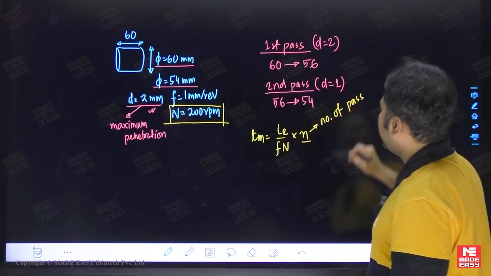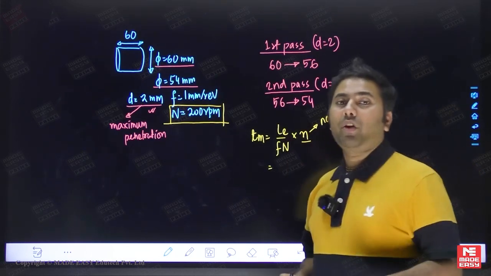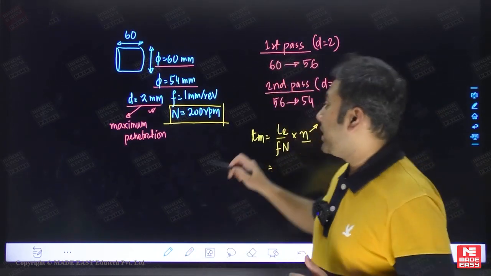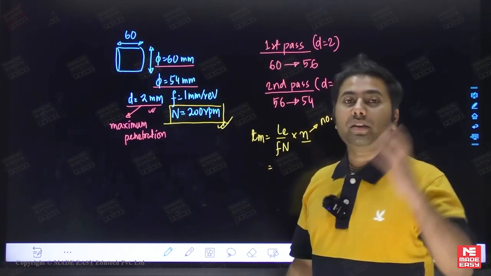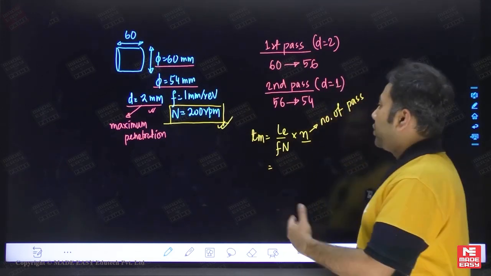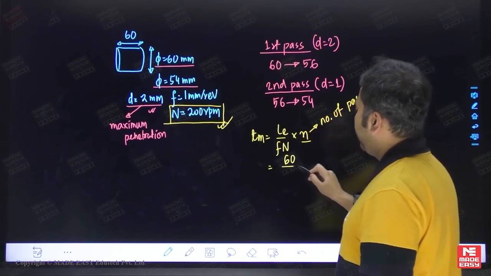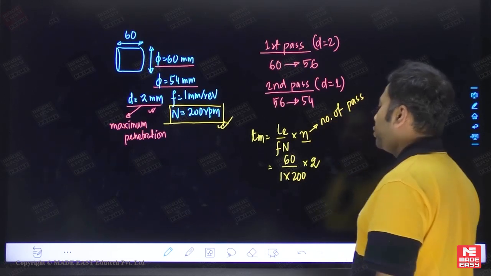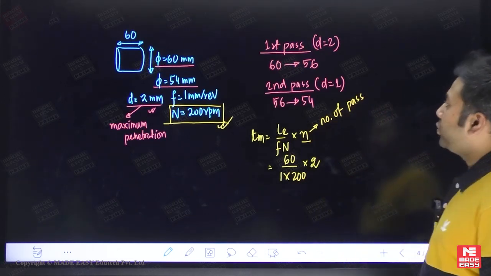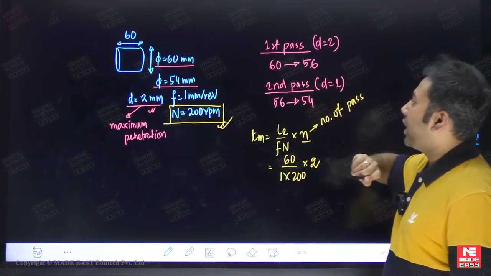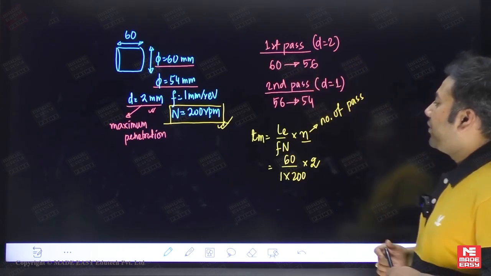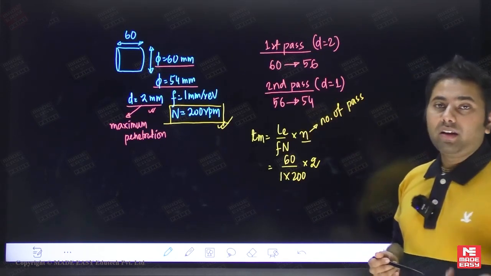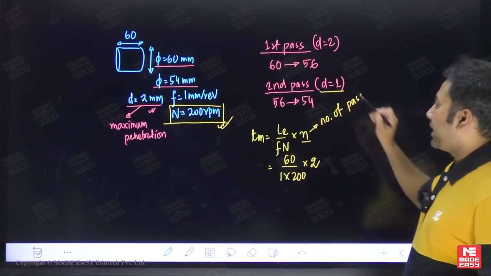So this N is number of pass. When spindle speed is given to you in the question, you can directly multiply by the number of pass, because that means for every pass, the spindle speed is going to remain constant at 200 rpm. So L effective 60, feed is 1, rpm is 200, and number of pass is equal to 2. First pass we get a reduction of 4 mm, so we land at 56, and the second pass we get a reduction of 2 mm by keeping the depth of cut only 1. We don't require 2 mm as our depth of cut in the second pass.